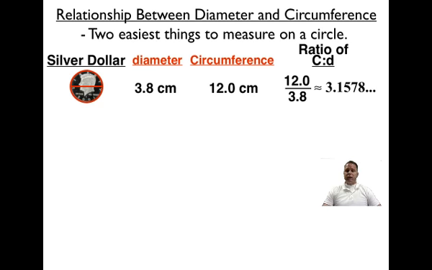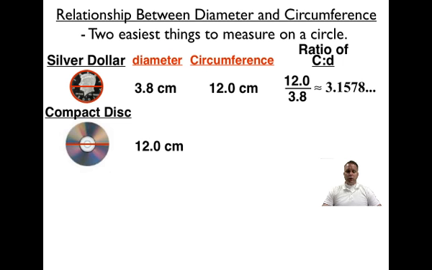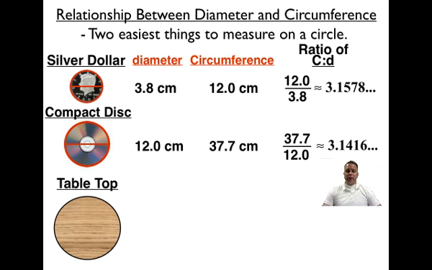Okay, let's try something else. You may have not seen one of these before, but they're called a compact disc or a CD. Your parents used to have them when they were really little. And if we measure the diameter of a compact disc, we'll get that it's approximately 12 centimeters. If we measure the circumference of that compact disc, we'll get 37.7 centimeters. Again, finding the ratio of C to D, circumference to diameter, we get, this time, 3.1416.